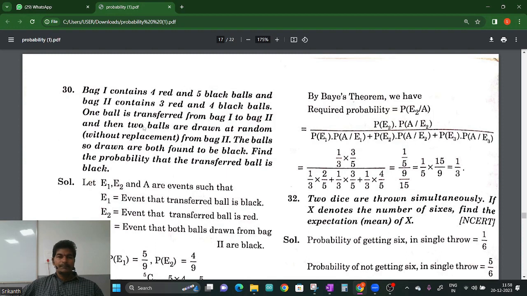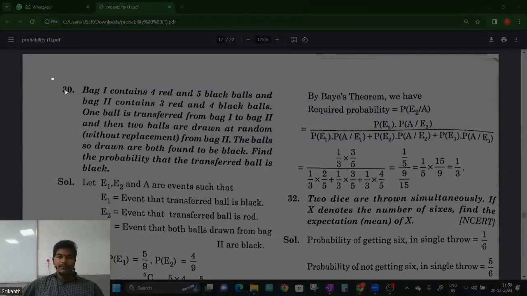Next, 30th question. Bag 1 contains 5 red and 5 black balls, and bag 2 contains 3 red and 4 black balls. One ball is transferred from bag 1 to bag 2, and then 2 balls are drawn at random without replacement from bag 2. The balls so drawn are both found to be black. Find the probability that the transferred ball is black. Okay. So copy this question. It's a very interesting question. Try this kind of questions. These are very important questions.